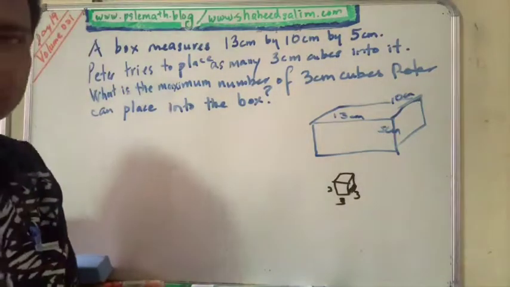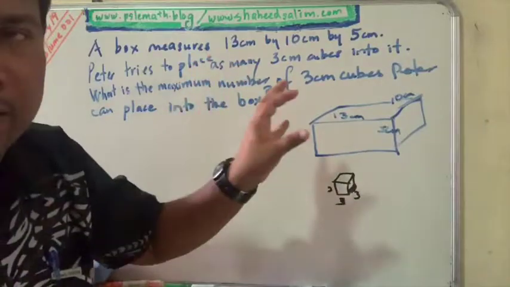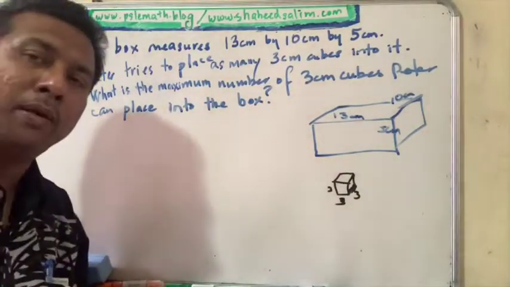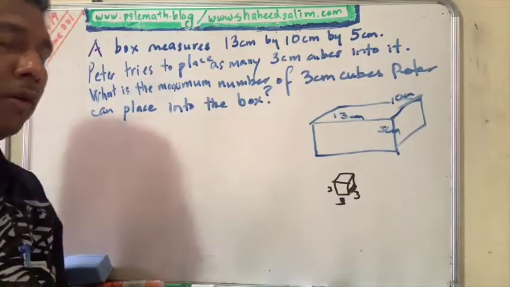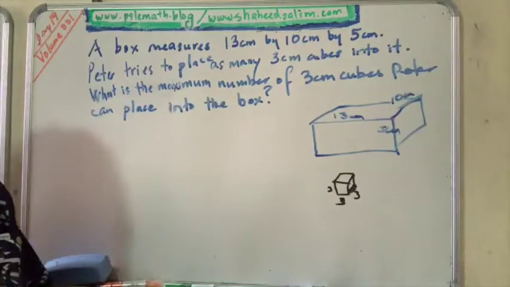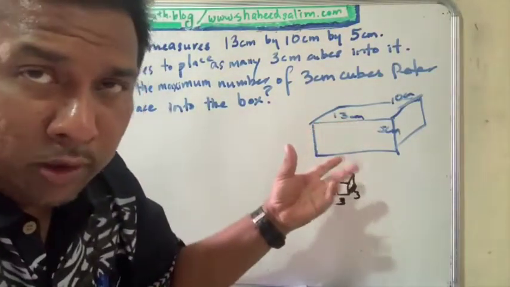But in this case, Peter is trying to place as many 3 cm cubes as possible and wants to know the maximum number that he can fit into the box. So we want a maximum number. To do this, you must understand that not all of the box is going to be used.